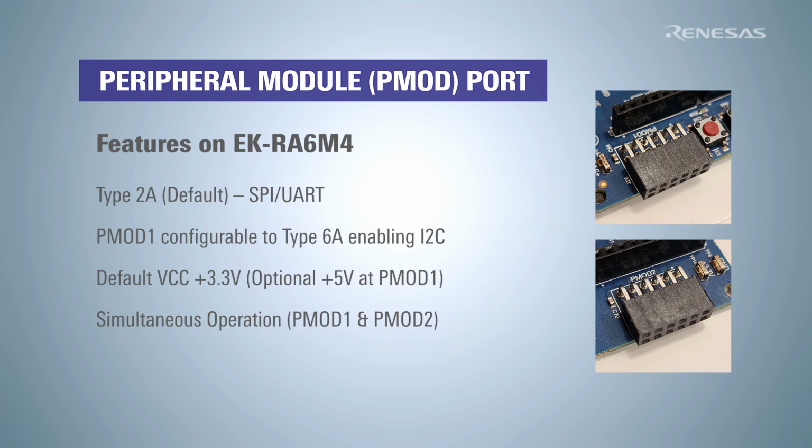The PMOD1 may be configured into Type 6A, allowing I2C communications by modifying some connections on the board. In general, both PMODs can operate in parallel with two independent SPI or UART channels. There is also an option to convert the VCC pin to plus 5 volt if any peripheral needs it.